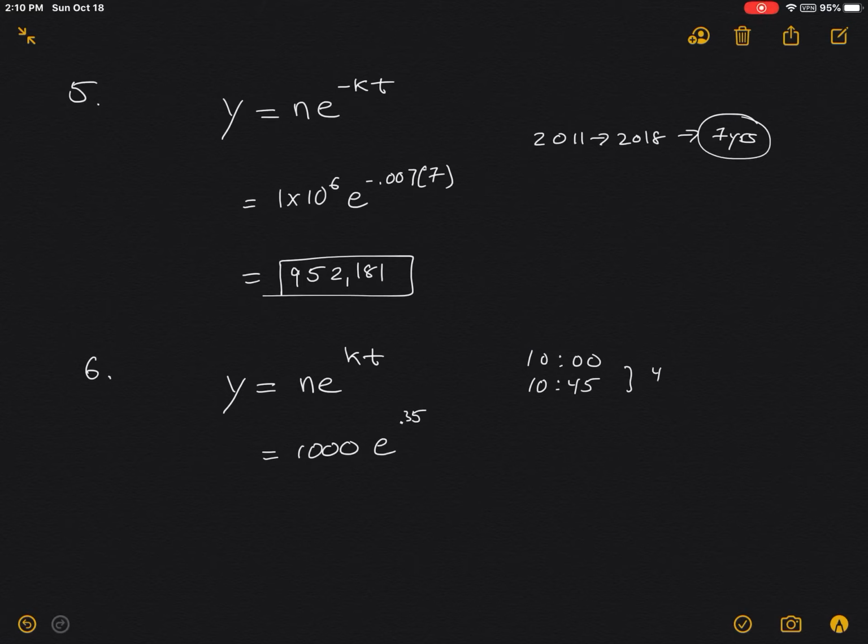And the time, 10 o'clock to 10:45, is going to be 45 minutes, but you want to express this in terms of hours for your time per hour. So 45 minutes times 1 hour is 60 minutes. So you want to write this as 45 over 60. If you reduce it, you can get 9 over 12, which is 3 over 4. So 3 over 4 is going to be my time. If you punch this in on your calculator, you should get the answer indicated on the worksheet.